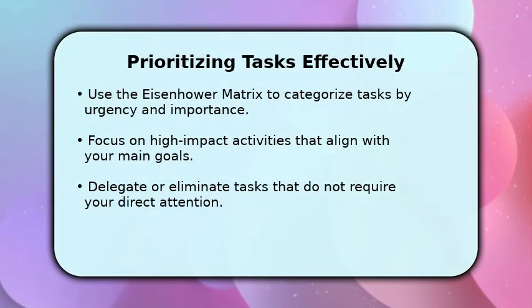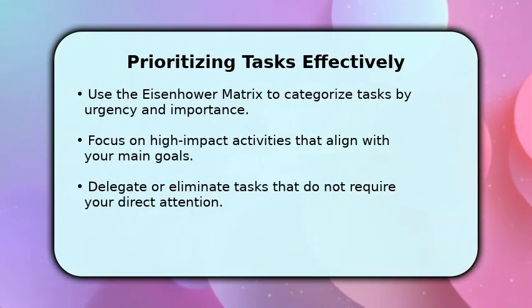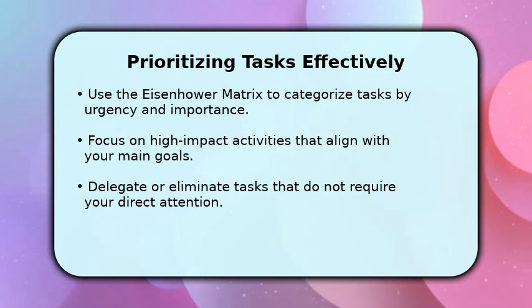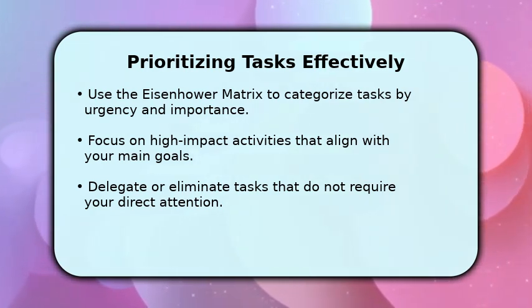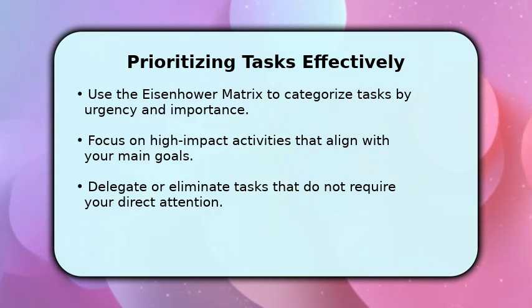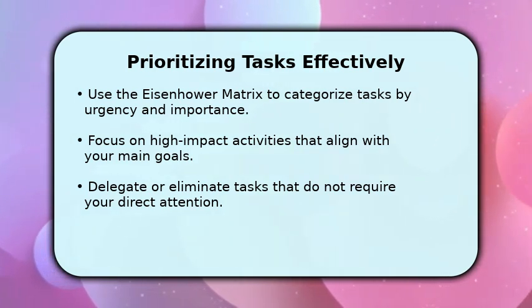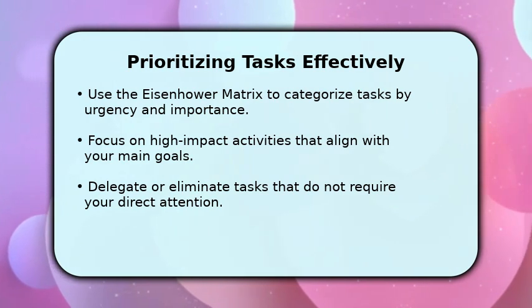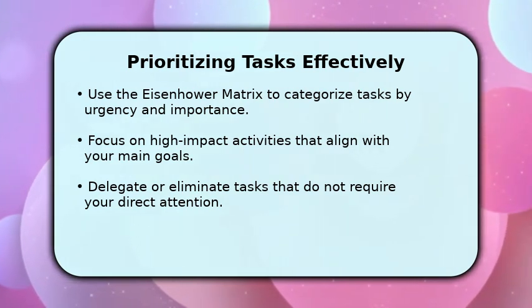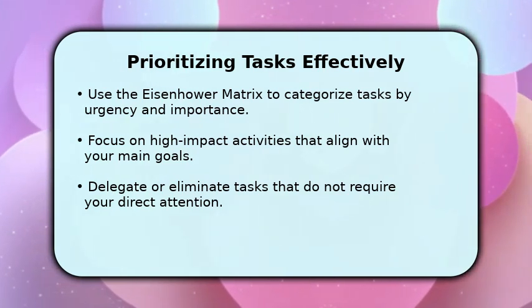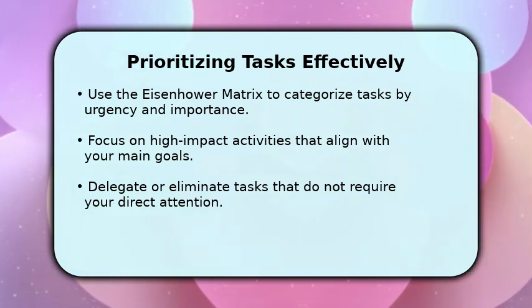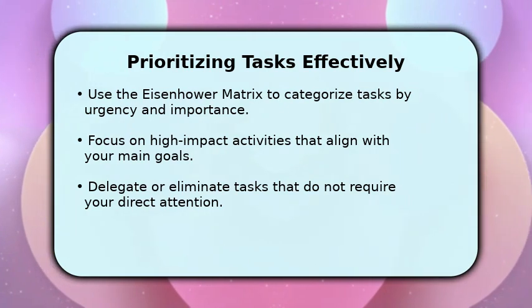Once you have your tasks, prioritize them using a system like the Eisenhower matrix, which helps you distinguish between urgent and important. Concentrate your energy on activities that offer the greatest impact and move you closer to your objectives. Don't be afraid to delegate tasks that others can handle or simply eliminate those that aren't truly necessary. This ensures your efforts are always directed efficiently.